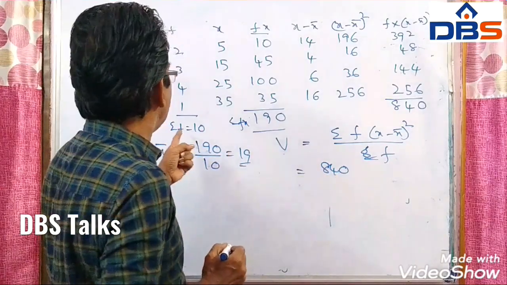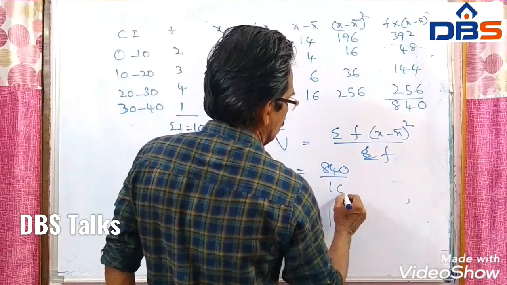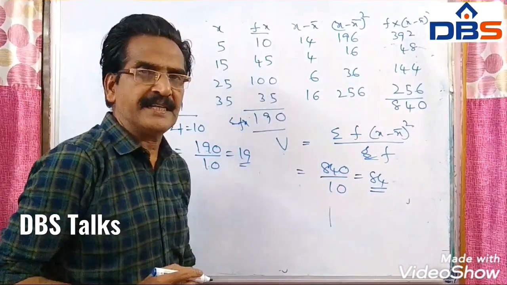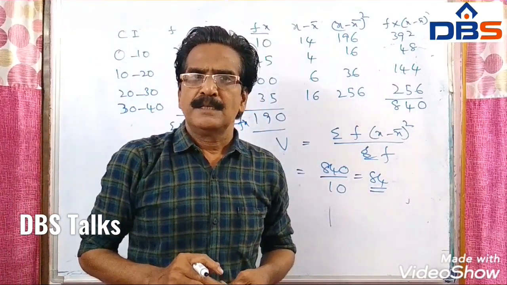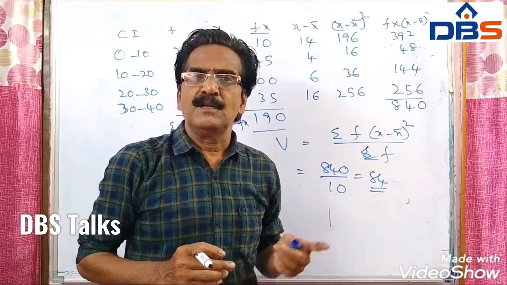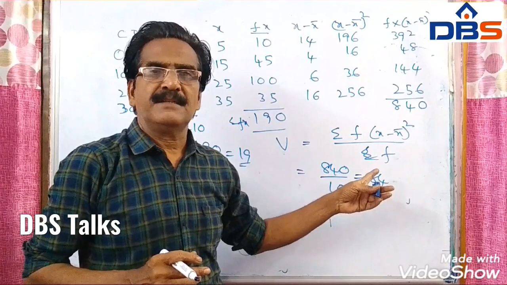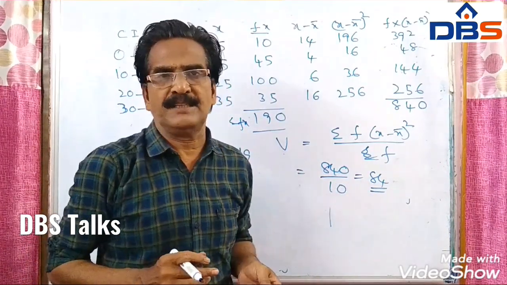And what is sigma f? Sigma f is 10. So 84 is the variance, friends. If you are asked standard deviation, it is the root of variance. So root 84 is the standard deviation of the data.